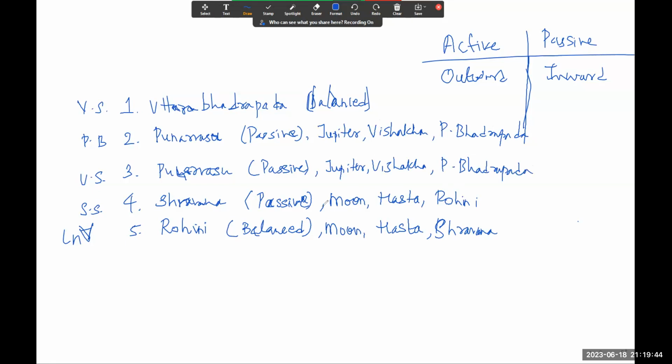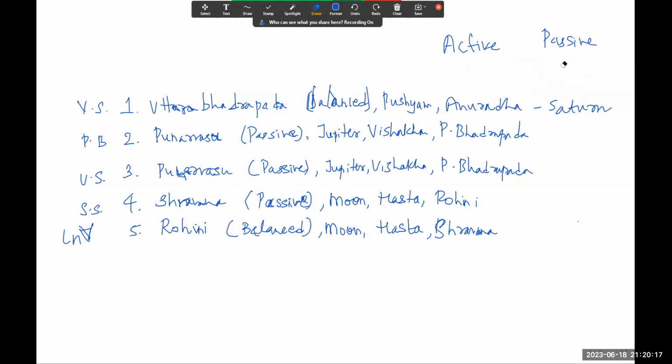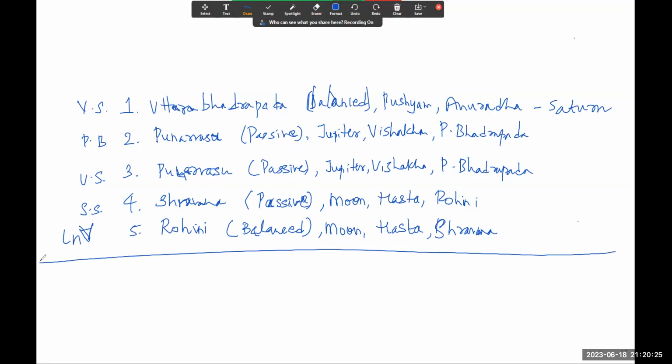So at least for your Janma Nakshatra, you should have the other two in your memory. Purva Bhadrapada had, it is Saturn is the ruler, then you had Pushyam and Anuradha. This is ruled by Saturn. So that's about these.